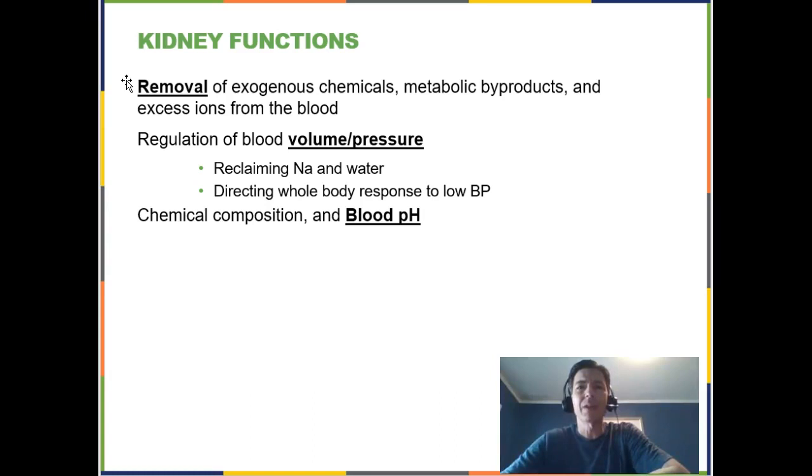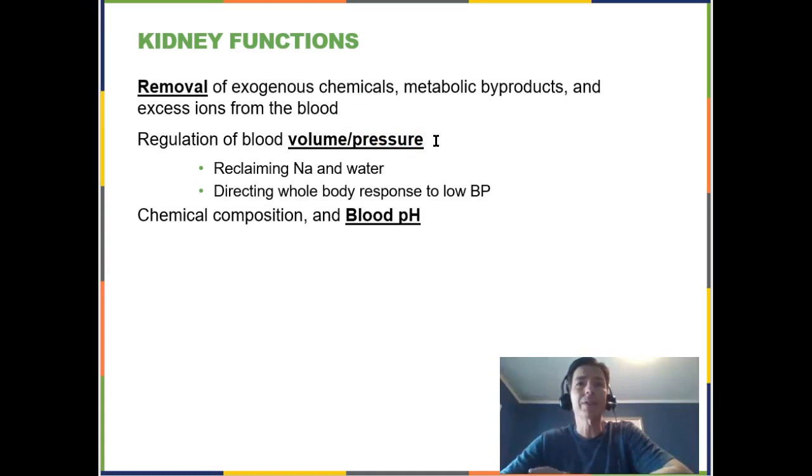That just means stuff that doesn't necessarily belong in the body. It might be drugs. It might be an additive in your food that's non-nutritive, whatever it is. Generally, stuff that you end up eating that ends up in your bloodstream, your kidney helps get rid of it. Metabolic byproducts. This is mostly nitrogen from amino acids that come from proteins that you burned for energy as opposed to using to make your own proteins, and then excess ions.